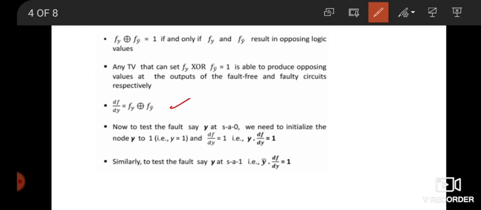The y line is affected by stuck at 0. So at that time we need to initialize node y to 1, that is the opposite value of stuck at 0. Suppose the y line is affected by stuck at 1, then we need to initialize the value to 0. Here we consider the y line affected by stuck at 0, so we need to initialize node y to 1. This is the logic to find the test vector.